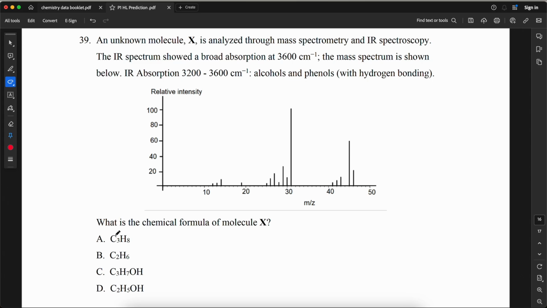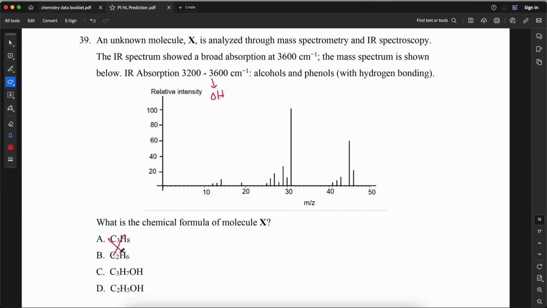An unknown molecule X is analyzed through mass spectrometry and IR spectrometry. The IR spectrum shows a broad absorption at 3,600 cm^-1. The mass spectrum is shown below. IR is 3,200 to 3,600, which is OH, alcohol. What is the chemical formula of molecule X?